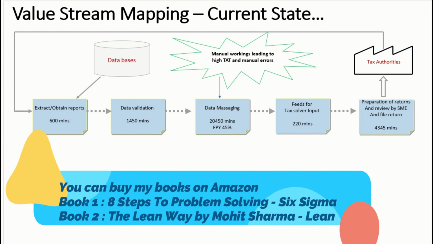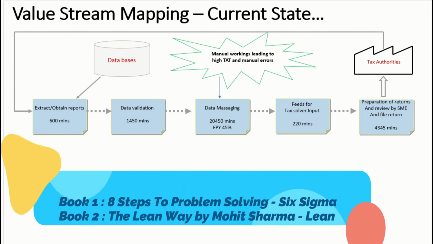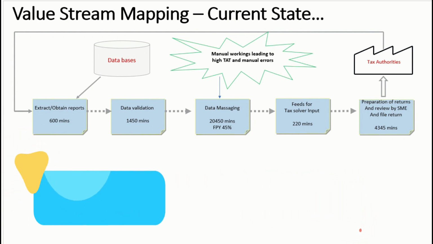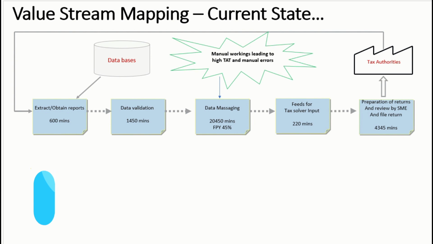Then they used to create feeds for tax solver inputs. It used to take 220 minutes. And then preparation of the return, review by the subject matter expert, and filing the return was only taking 4345 minutes. So the maximum time was spent on data massaging and correcting or reworking, which has been highlighted here. Manual working led to high time and manual errors. That was the Kaizen that was identified, and automation was proposed, which I have already shown you as one of the solutions.